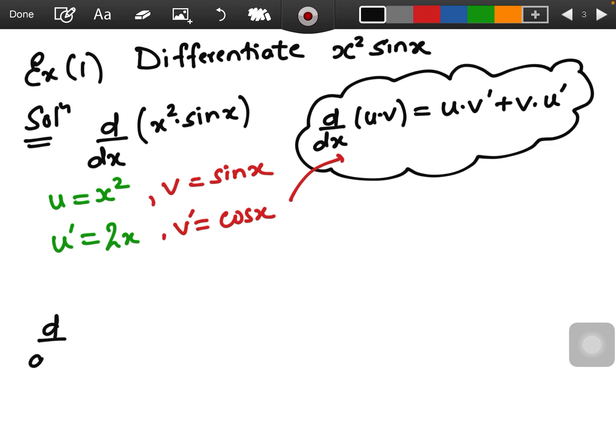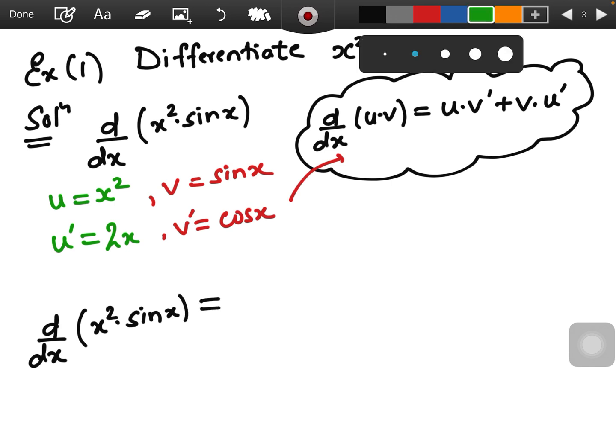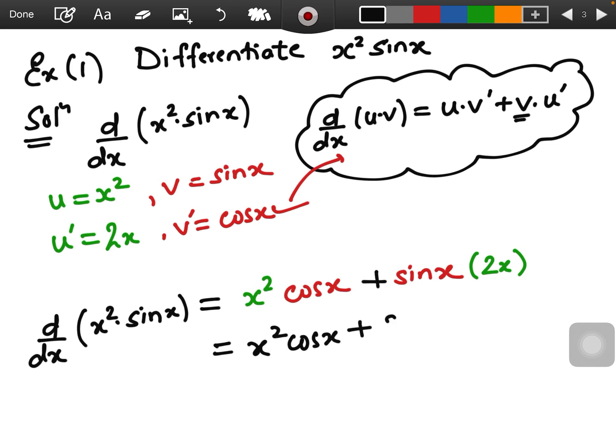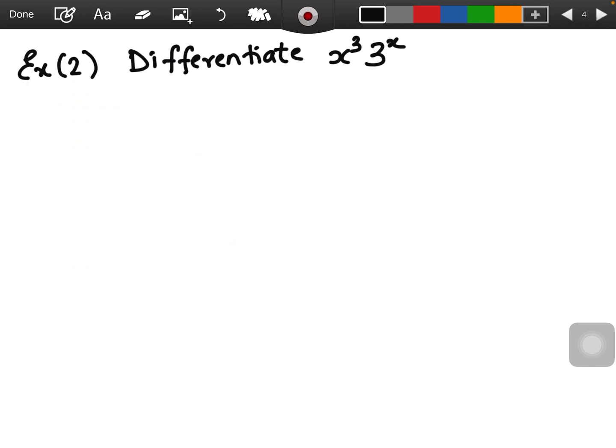So this is d/dx of u into v. u is nothing but x square into sin x. Here you can see it is u, so u is x square, and v prime value is cos x. Then plus, here it is v, meaning sin x, and the value of u prime is 2x. So here we get the answer of the differentiation just by applying product rule. I am writing 2x in front, and this is the answer of the given question. Pretty easy.